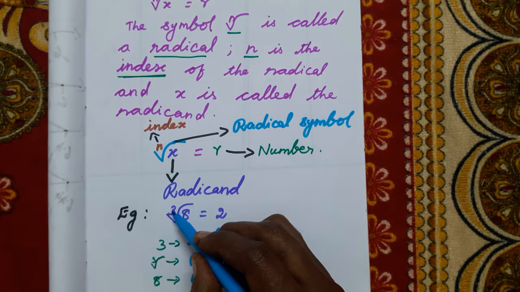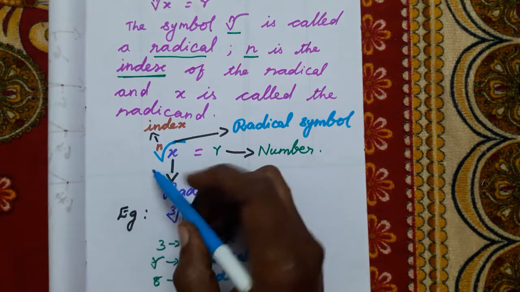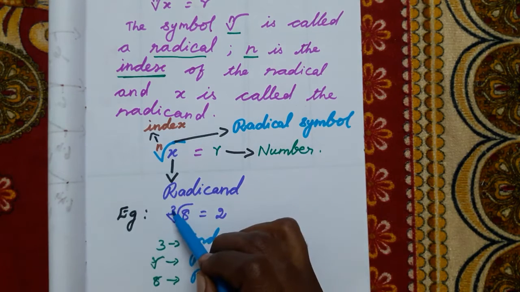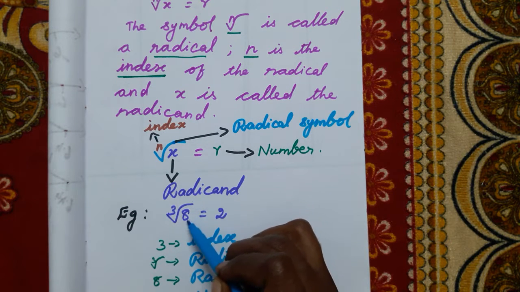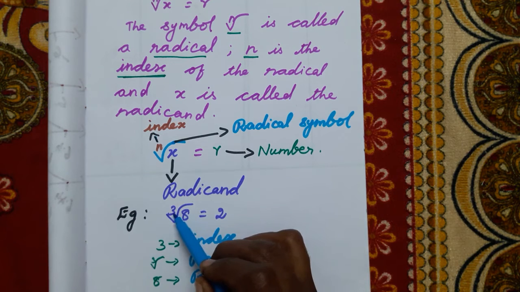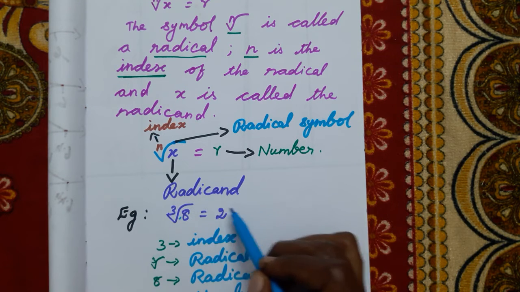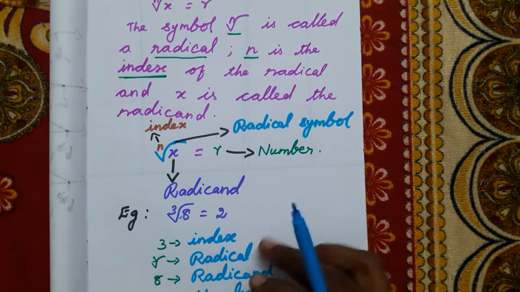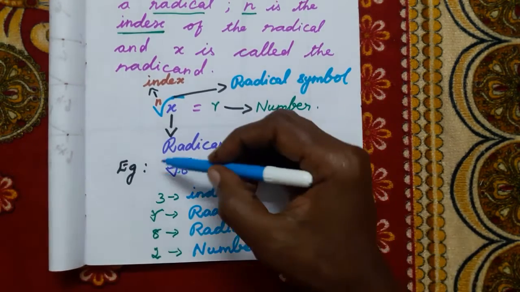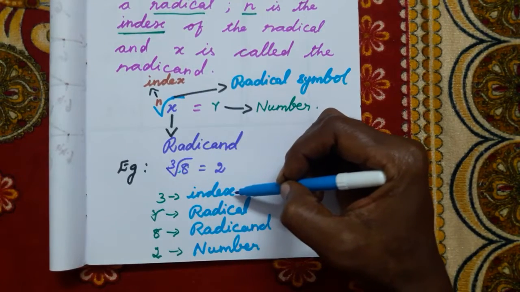Cube root of. This one is the nth root of. Here 3 is there, so we can read it as cube root of 8 is equal to 2. Here 3 is the index.